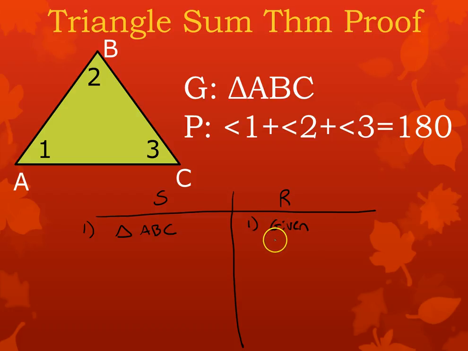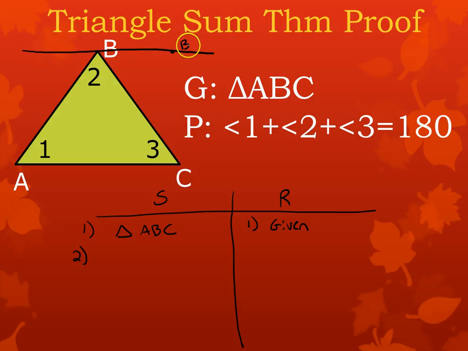Now, we need to find some way to bring 180 degrees into this problem. The only thing besides triangles we know that add to 180 degrees are lines. So I need to draw a line. Now, not just any line though. I need to draw a certain type of line. I need to draw a special line.